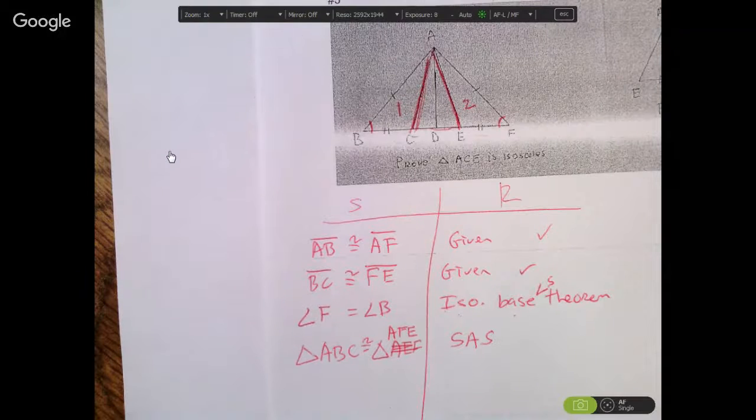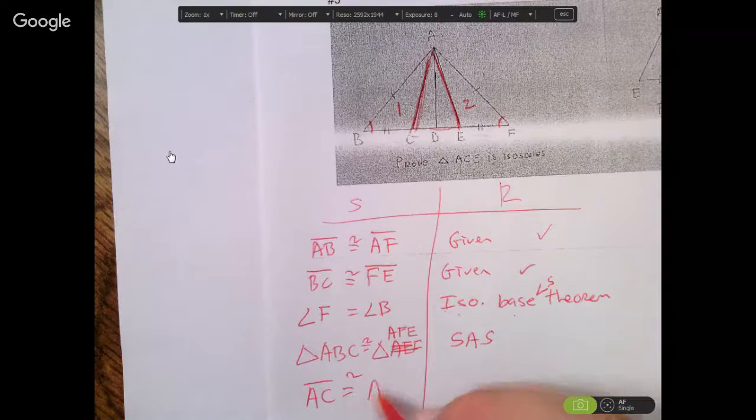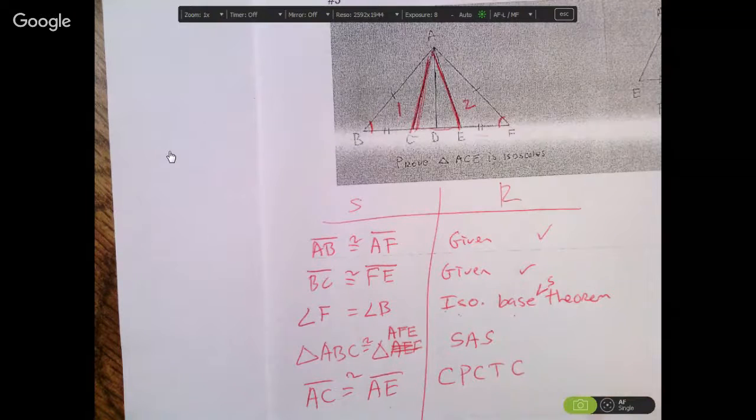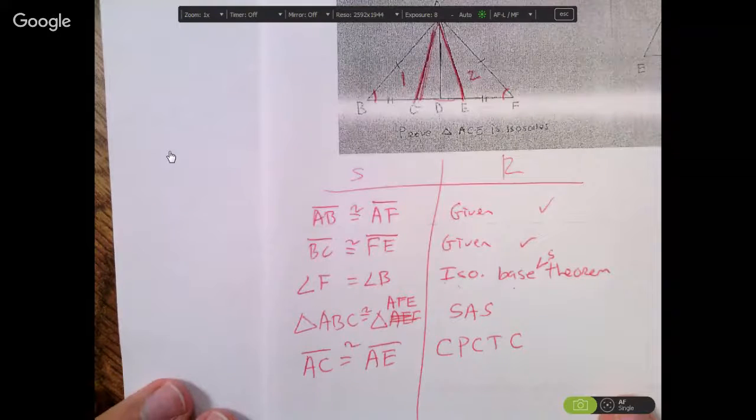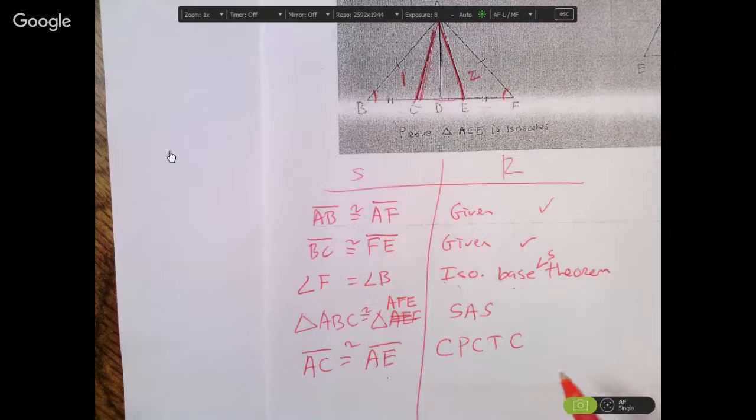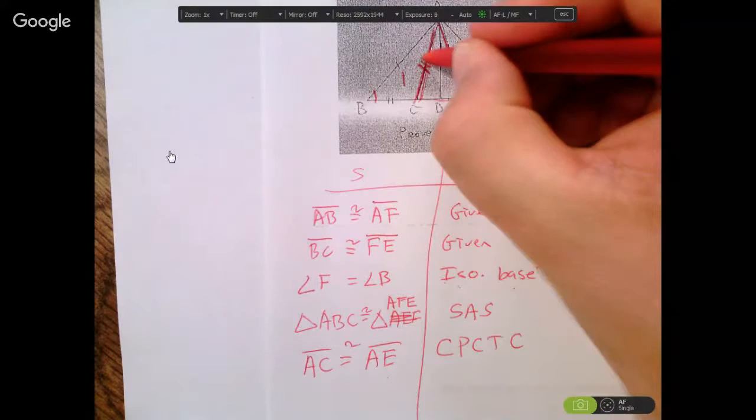And then you could say AC is congruent to AE because of CPCTC, corresponding parts of congruent triangles are congruent. Then because of that, angle ACD is congruent to angle AED. Why? Because of isosceles. Why do we need to say that? Because we were scared during the test, if we didn't say it, we were going to get it wrong. So we have now proved that this side is congruent to this side.